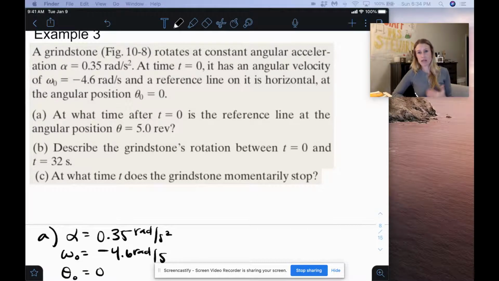At some time that we don't know yet, the grindstone stops and then turns around and goes in the counterclockwise direction and speeds up. Now, at time t equals 32 seconds, it is then going to be at a position of 5 revolutions, or 10 pi radians. So that's our description of the rotation.